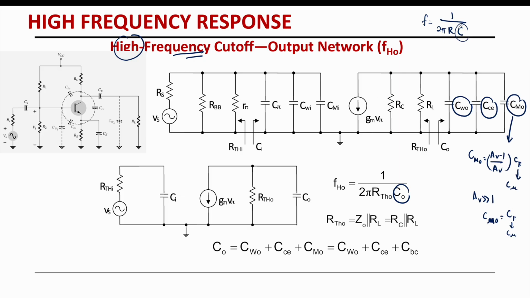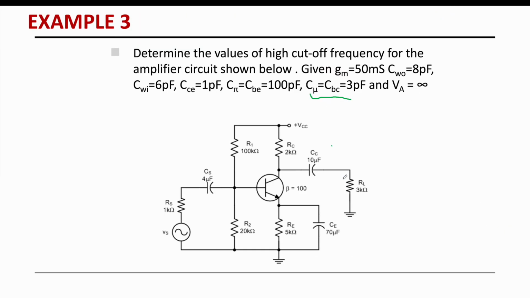And then your R here will be your total R at the output. Since our RL and RC are in parallel, you have to get the value of RC parallel with RL, and then replace it inside this formula, and you will get the value of the high frequency response at the output. Okay, I hope that is very clear to you guys.